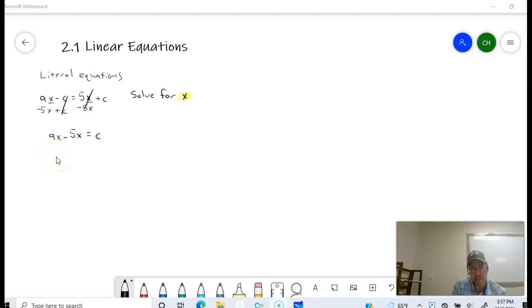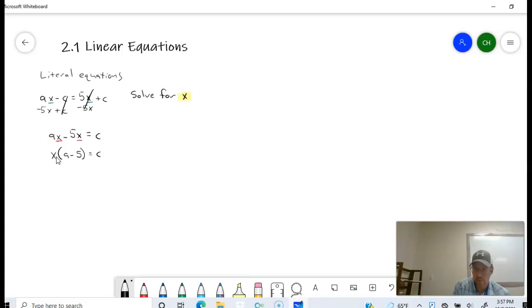Now it kind of looks like we're stuck because we have ax minus 5x, and do we know a trick to get it from 2 x's down to 1? Well, we do. We can factor that side, and anytime we factor, we're looking for a GCF. So I've got an x in the first term, and I've got an x in the second term, which means I can factor that out. I'm going to pull out an x, and I'm going to be left with a minus 5 equals c.